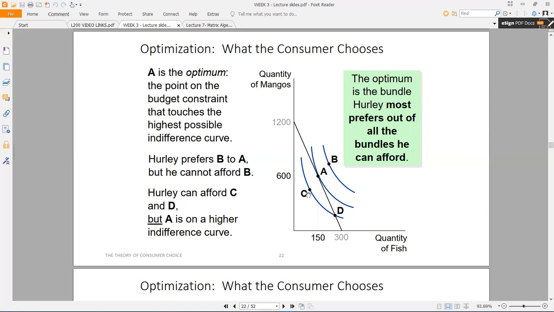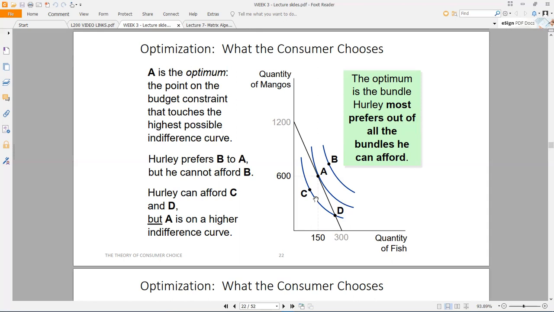If you look at this indifference space, we have a budget line. We have three indifference curves here. Now we have point B, point A, point D, and then point C. If you compare points B and A, the individual prefers point B to point A because point B is on a higher indifference curve. But you also prefer point A to points C and D because A is on a higher indifference curve than points C and D.